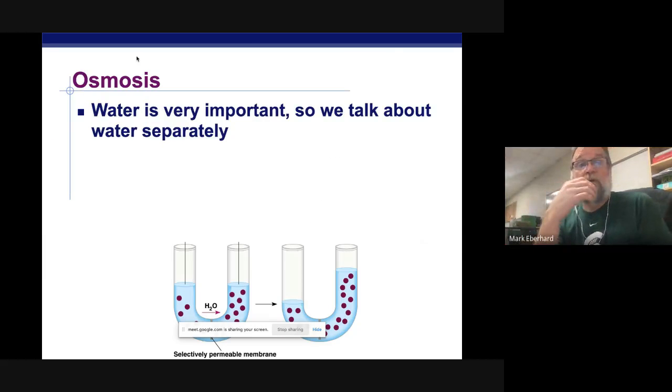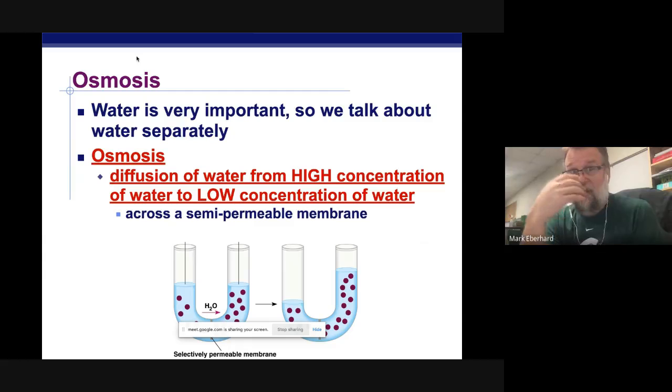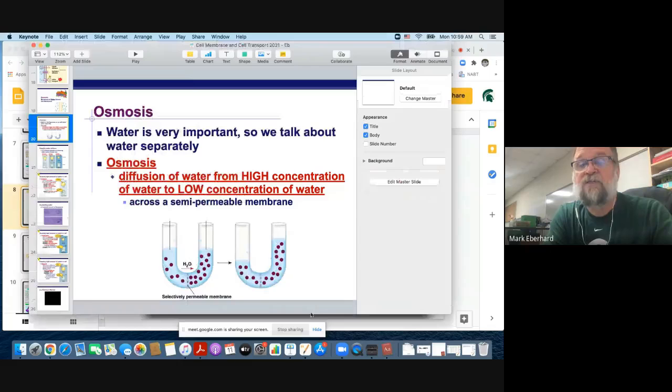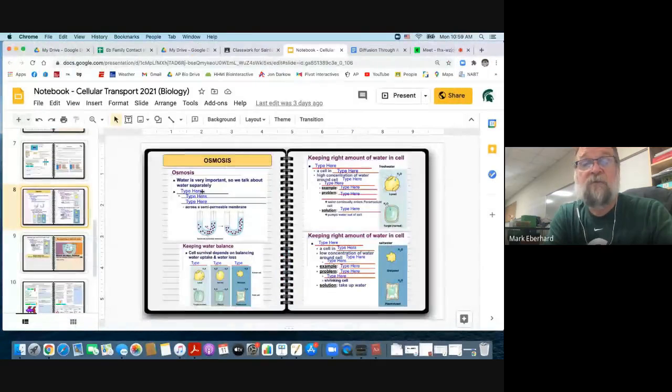So let's go forward. It says water is very important, so we talk about water separately. Again, osmosis is simply the diffusion of water from high concentration to low concentration across the semi-permeable membrane. So I'm going to take this down just for a second so I can get rid of this box. All right, there we go. Bringing it back up.